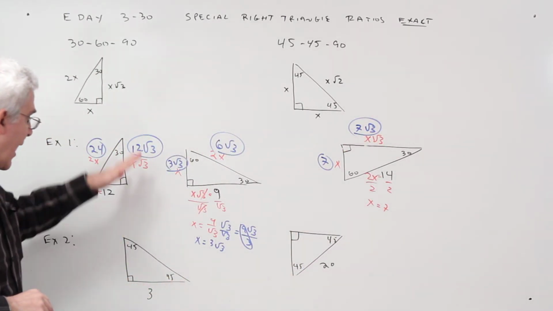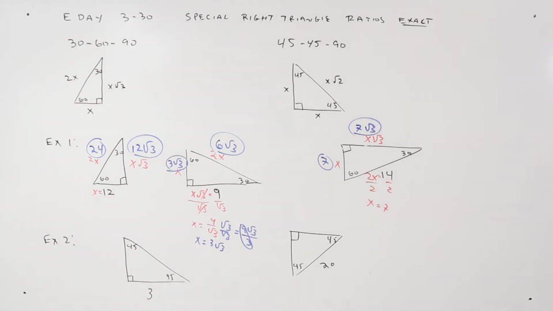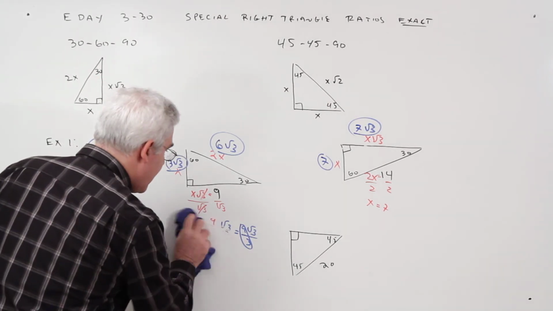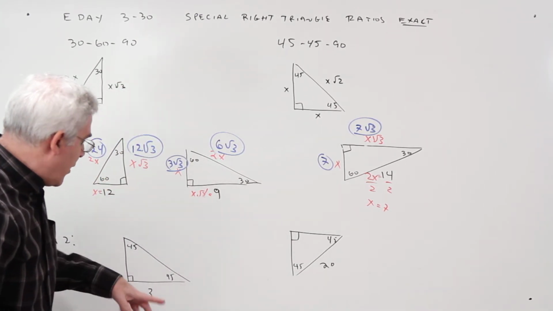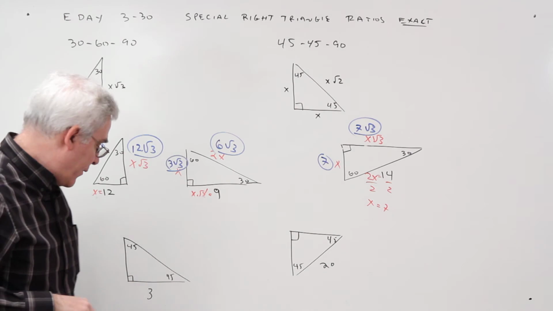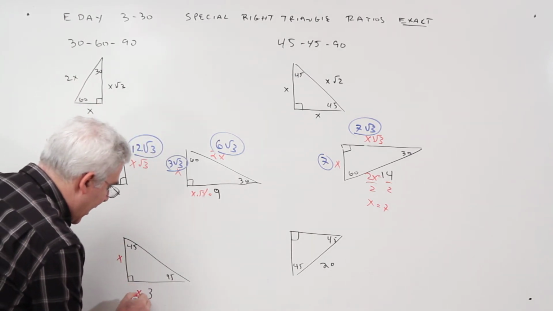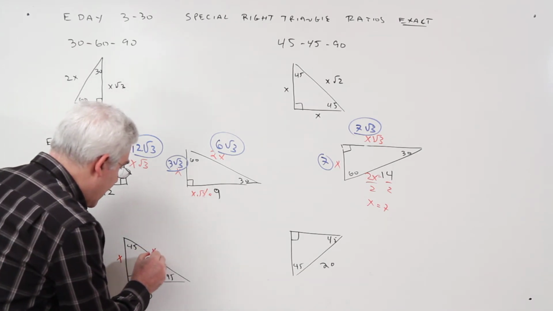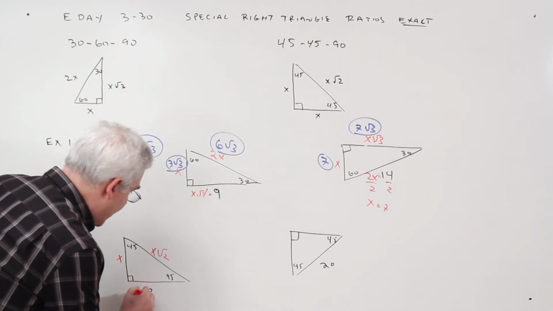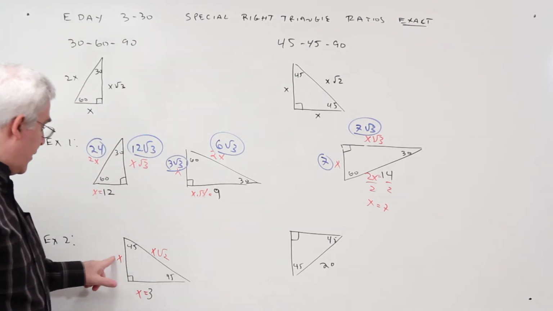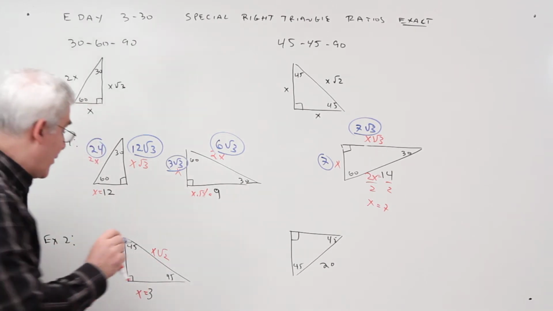Okay. And now we got the 45, 45, 90. Sorry about that. Erase this work really quickly. All right, so for the 45, 45, 90, we're going to use those ratios. So opposite of 45 is x, opposite of 45 is x, opposite of 90 is x rad 2. All right, so x equals 3. That was easy. So you're just a 3. And then you're just a 3 rad 2.